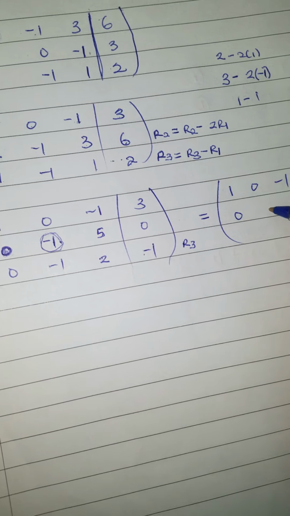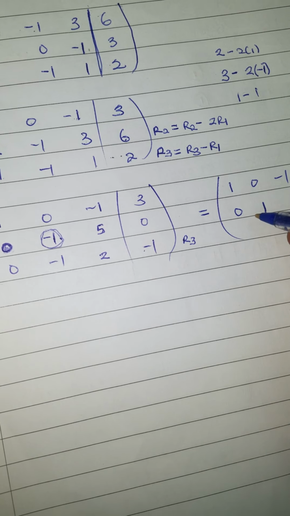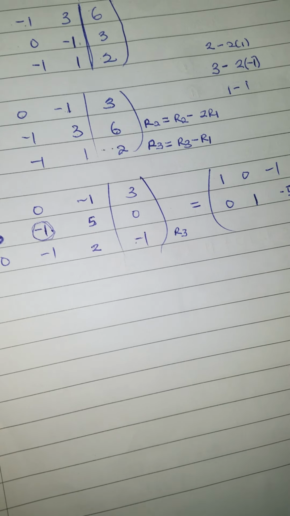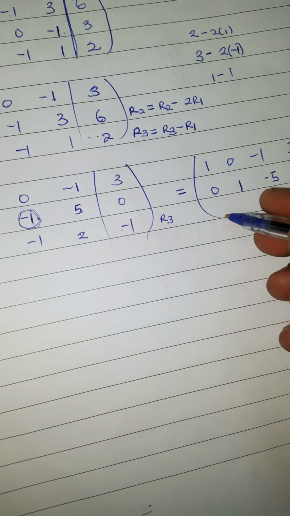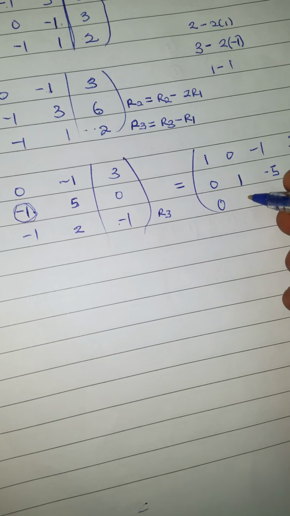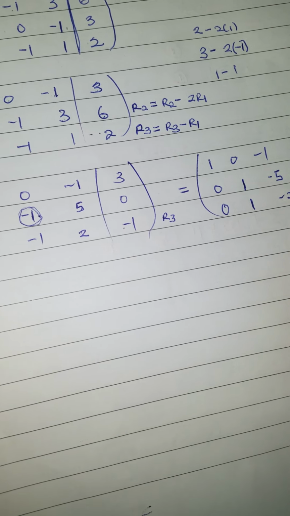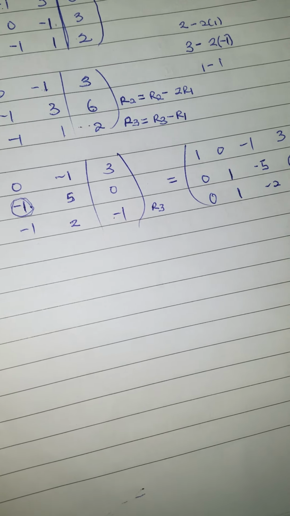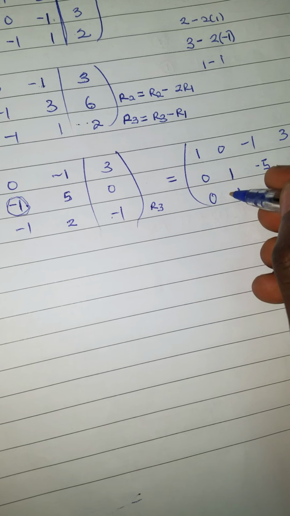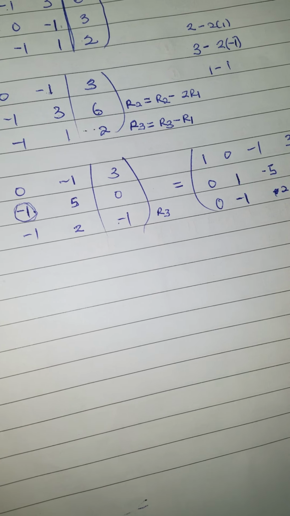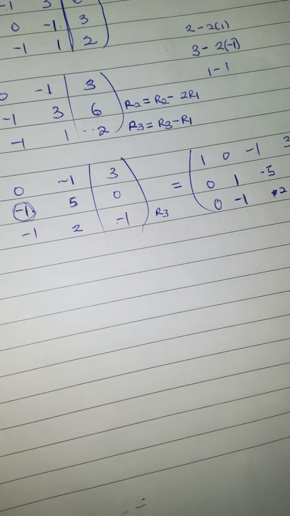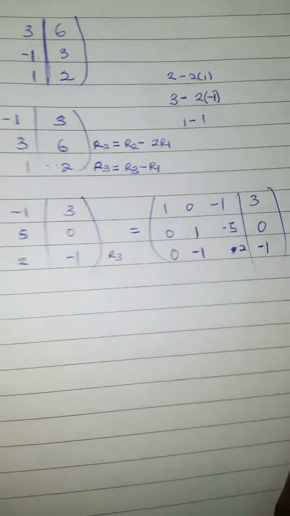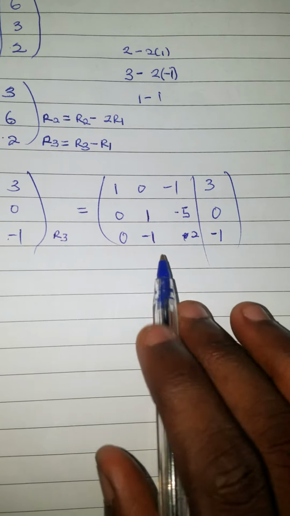So this same system can be written this way: 1 0 minus 1 3. Then this will be 0 1. We are multiplying negative through, minus 5, 0. Then the third row will be 0 1 minus 2, minus 1. I can just maintain it this way.